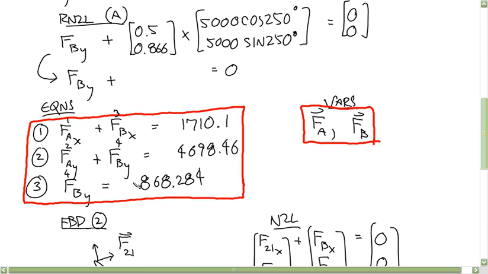Did anyone do this with the same about point, same coordinate system, and get different answers? Did you do the same? I did the same. I got the same answer, same things, yeah.